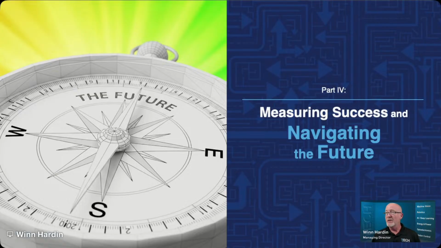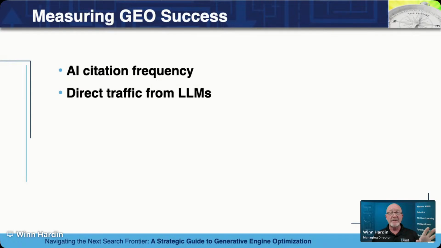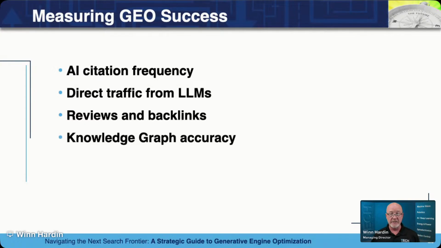Okay, I think we're getting close. I'm going really long. So, a successful GEO strategy, navigating the future. We measure GEO success by our AI citation frequencies, how much direct traffic we get from LLMs, again using our Google Search Console or whatever analytics you're using. We're looking at reviews and backlinks. We need to actually quantify those now, and we need to care. And then our knowledge graph accuracy. So these 4 metrics are what you will primarily use to say how good are we doing in GEO right now.